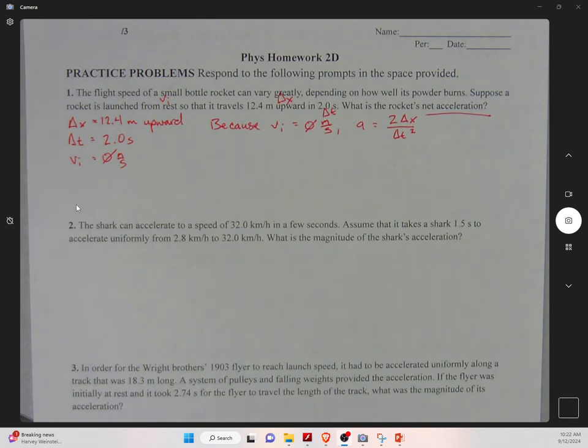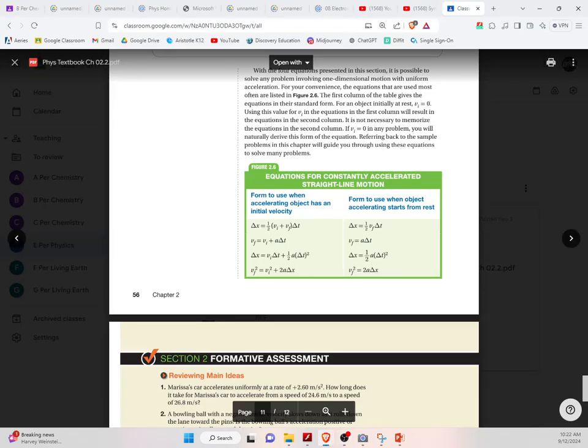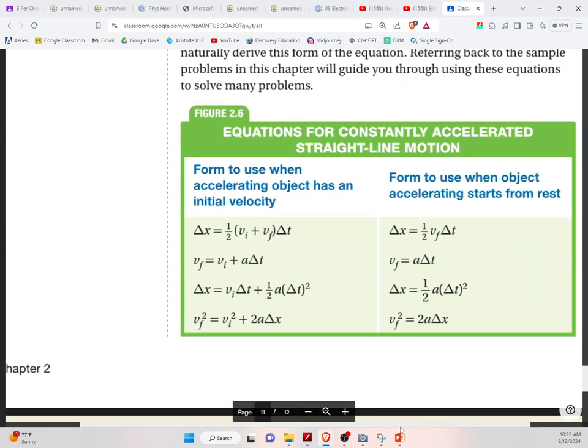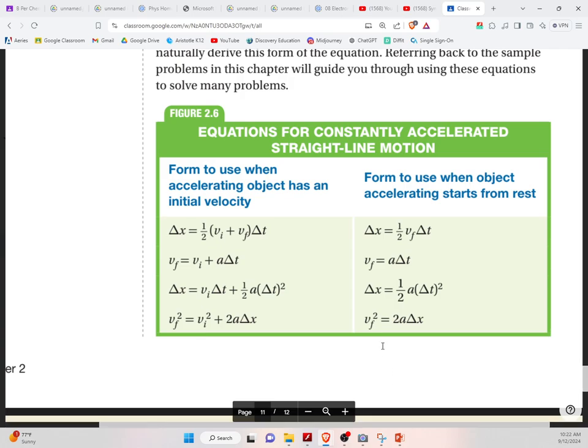So if I go, see if I can get it on my screen. I'm lost right now. Maybe this was a bad idea. Right here. So in your textbook, if I zoom in here, check this out.